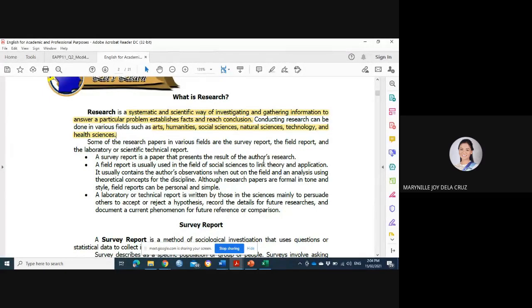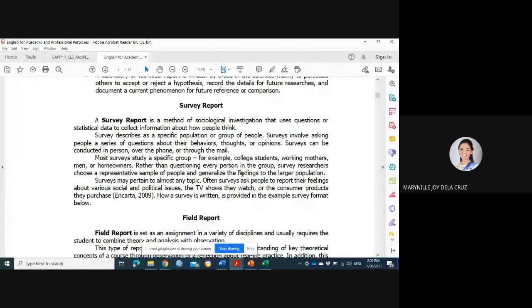And that is, of course, still doing research. So each course or each work that you will be choosing, you will still experience this research writing. It can be either a survey report, field report, or scientific and technical report. So when we are talking about survey report, this is merely a sociological investigation, meaning that's what you are doing right now, especially those who are using a survey questionnaire. So you are making a survey report. You are gathering their opinions, their thoughts, their perceptions, their behaviors, and even their personal experiences.